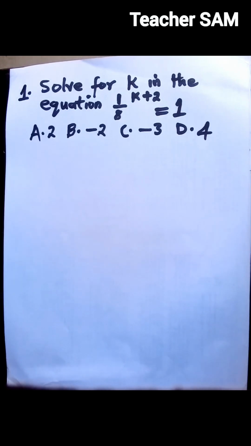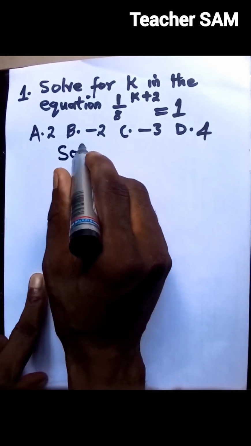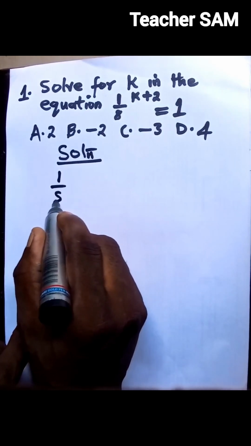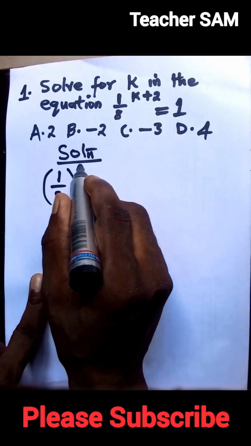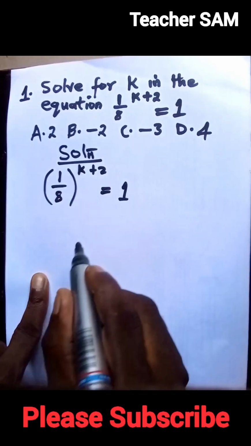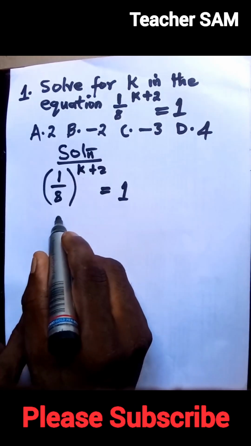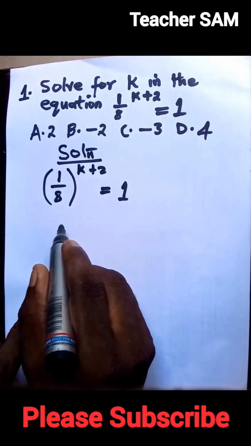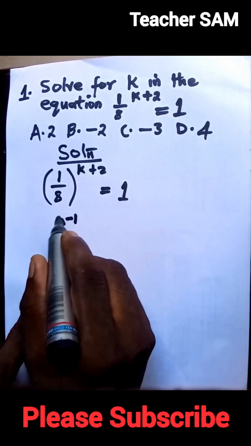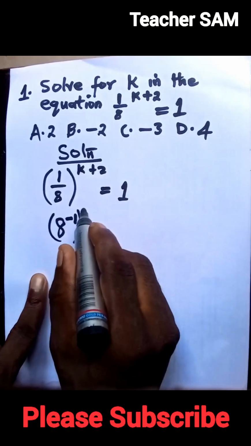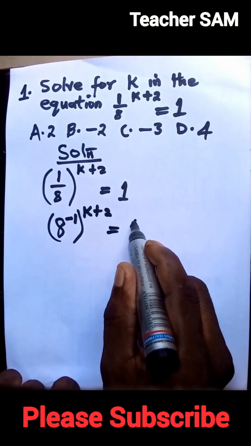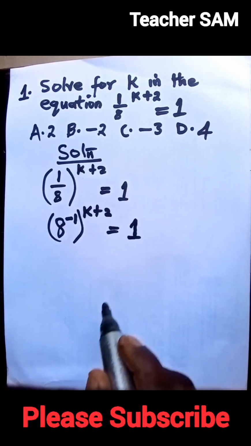Let's finish up this. Now we have this equation: 1 over 8, raised to power k plus 2, equals 1. So this 1 over 8, if you remember some of the laws of indices, is the same as 8 raised to minus 1. That 1 over 8 is the same as 8 raised to minus 1. So we already have the initial power k plus 2 equals, not minus 1, it's equals to 1.